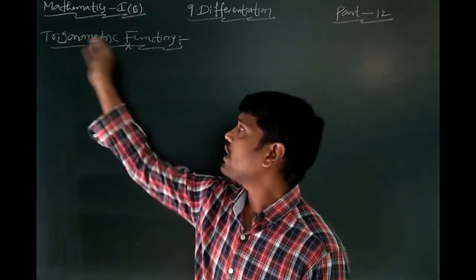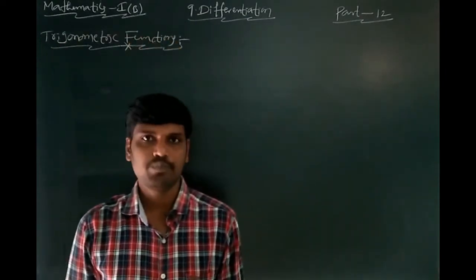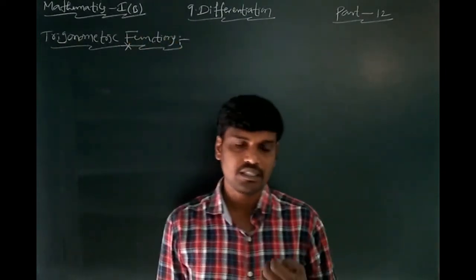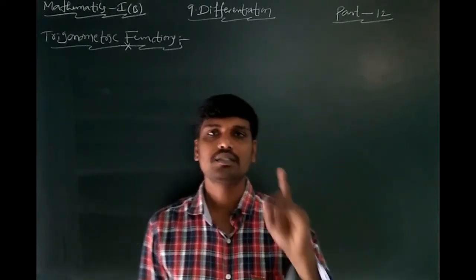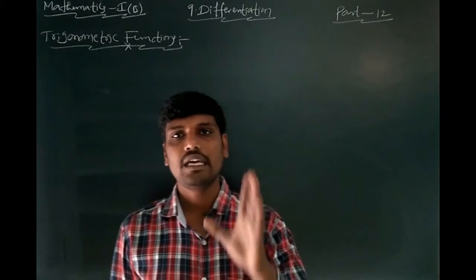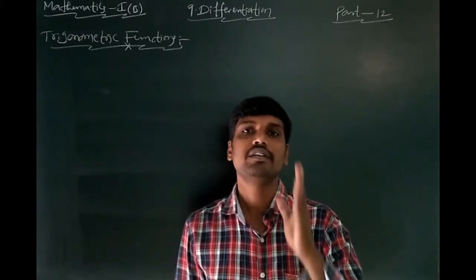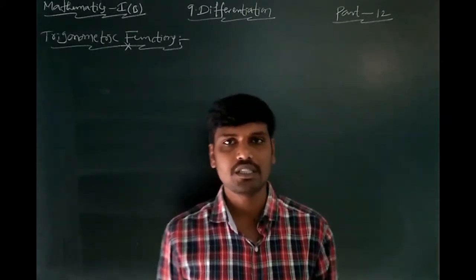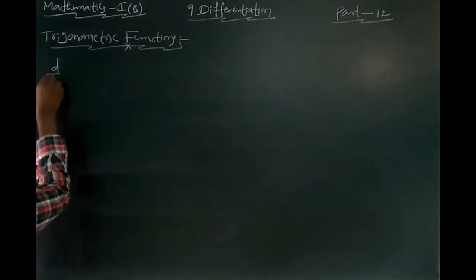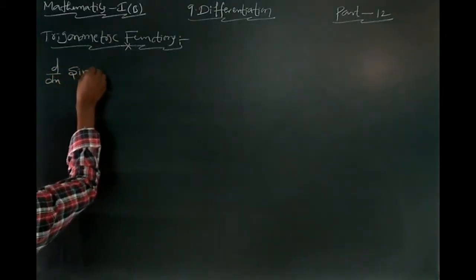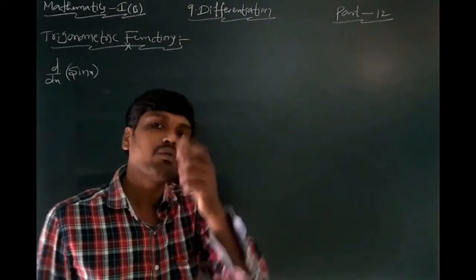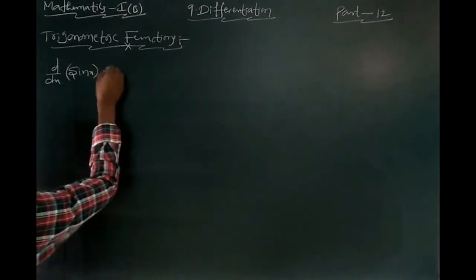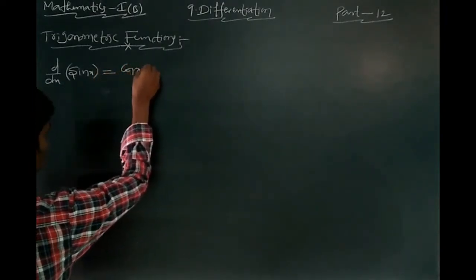First, the derivative of trigonometric functions. How many trigonometric functions are there? There are 6: sine, cos, tan, cot, secant, cosecant. What is the derivative of these functions? The first formula is d by dx of sin x. d by dx is the derivative of sin x. The derivative of sin x is cos x.